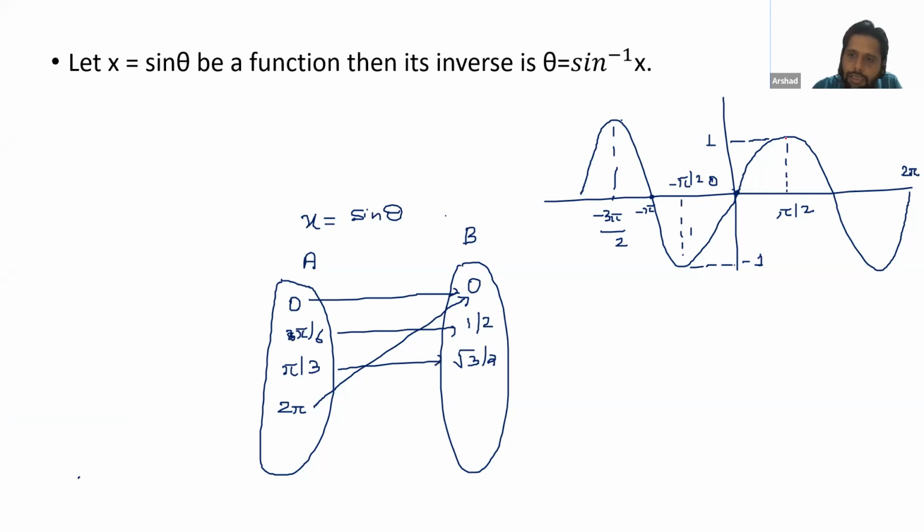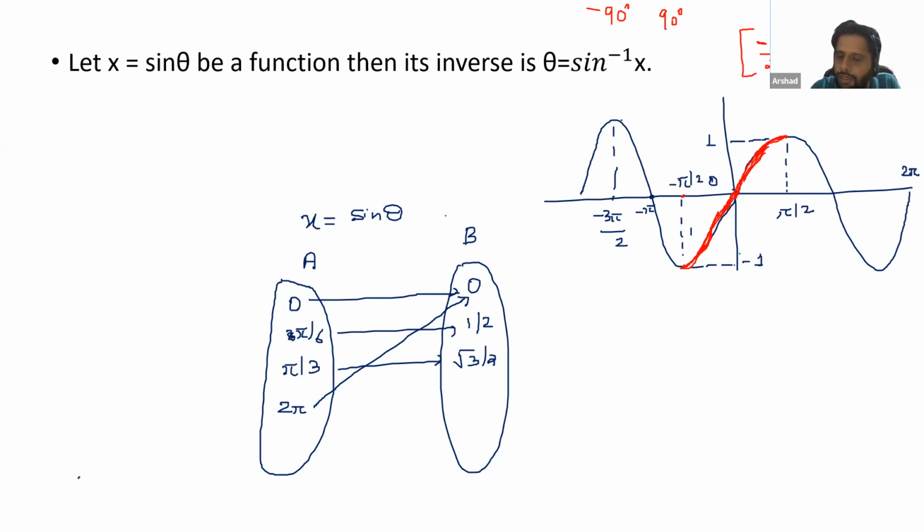But if we take just a portion, for example from here to here, and analyze this, then we can see that this portion is a bijective function. What is this portion? If we take the angle from minus pi by 2 to pi by 2, then this portion is bijective. What angle will we take? From minus 90 to 90. Just check here, from here to here, you will get all the different values.